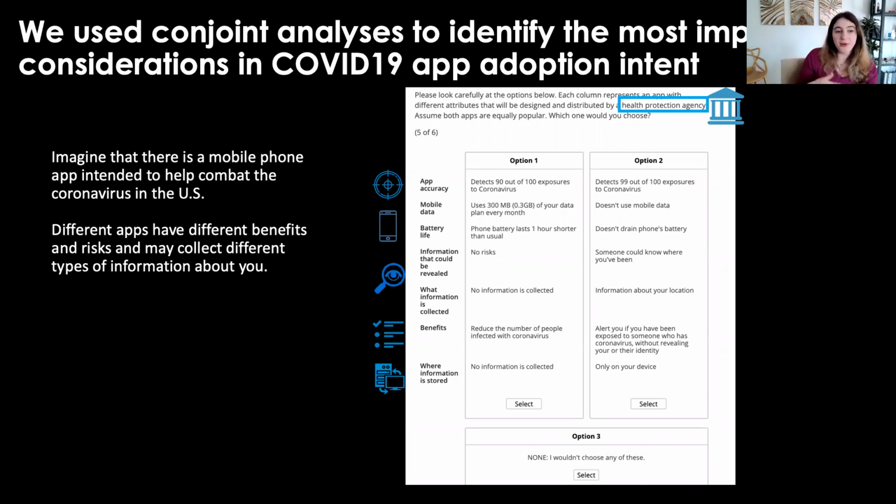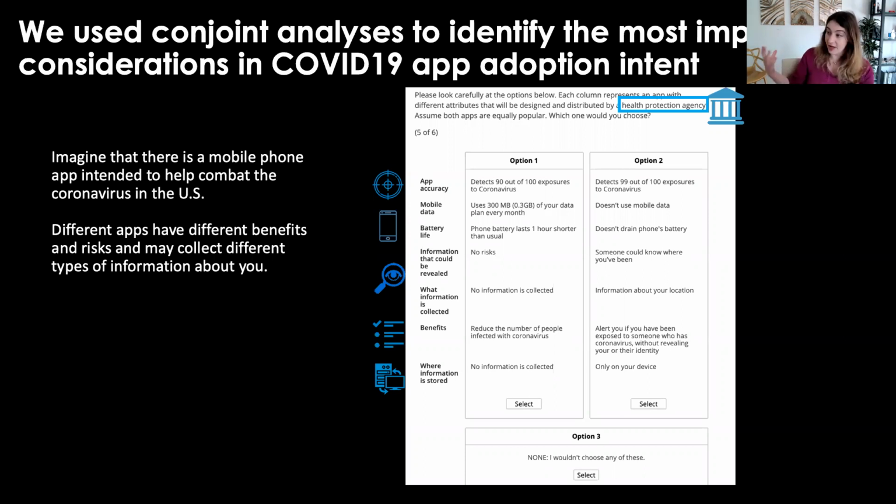So what we told people was, imagine that there's a mobile phone app intended to help combat coronavirus in the United States. Different apps have different benefits and risks and may collect different types of information about you. Please look carefully at the options below. Each column represents an app with different attributes that will be designed and distributed by a health protection agency.